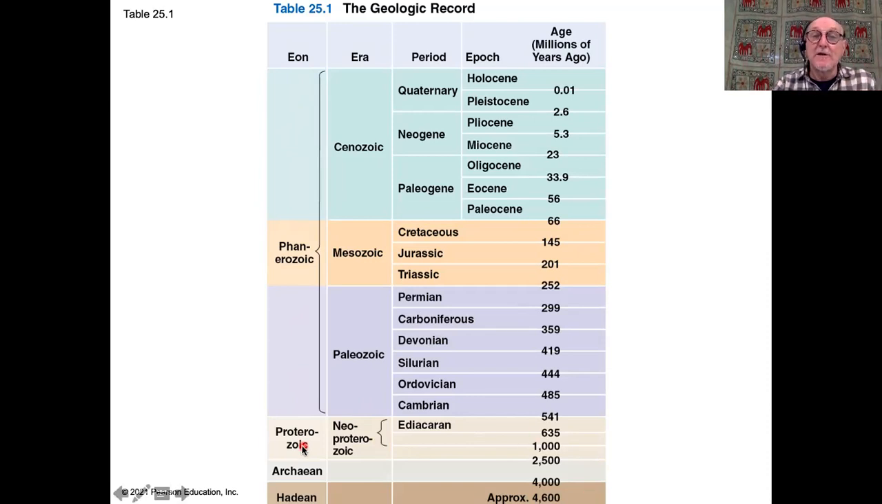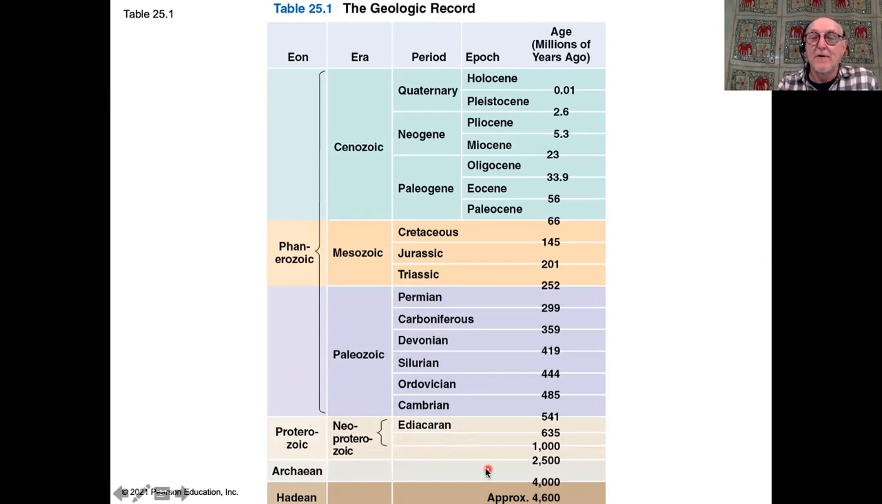The next eon is the Proterozoic. This Proterozoic means start of life. This is when the first primitive groups were established. Many of the groups established here, however, are now extinct and seem to have been evolutionary dead ends. The next eon, sorry, that's the Archean, not the Proterozoic, I'm sorry.